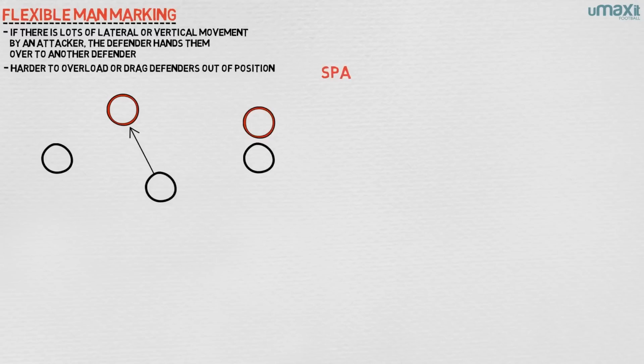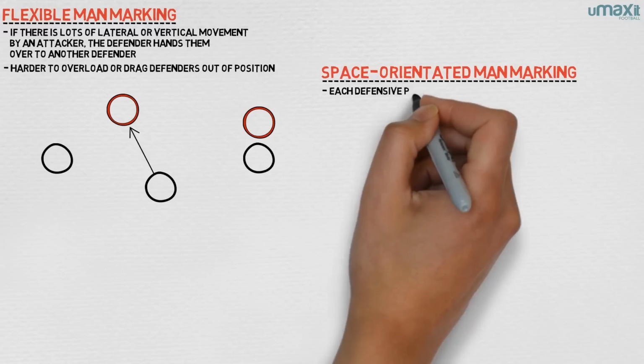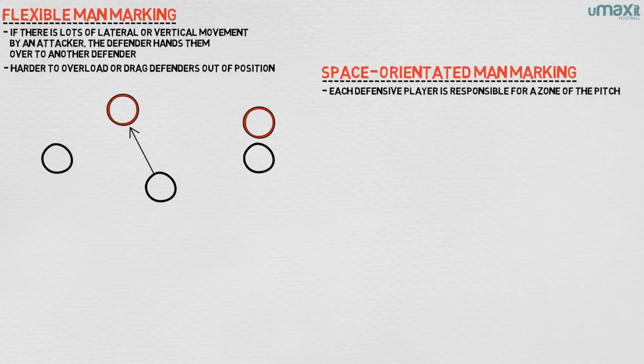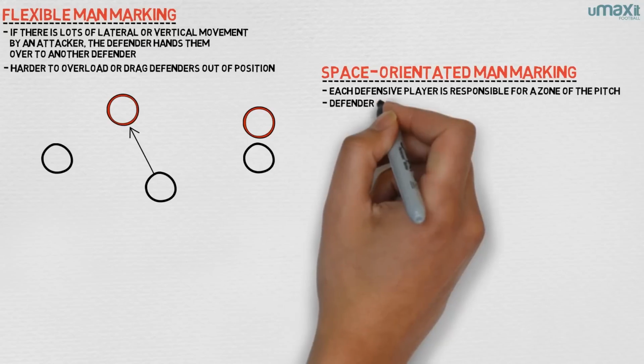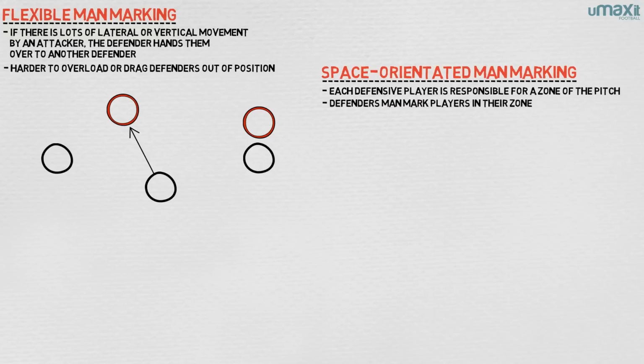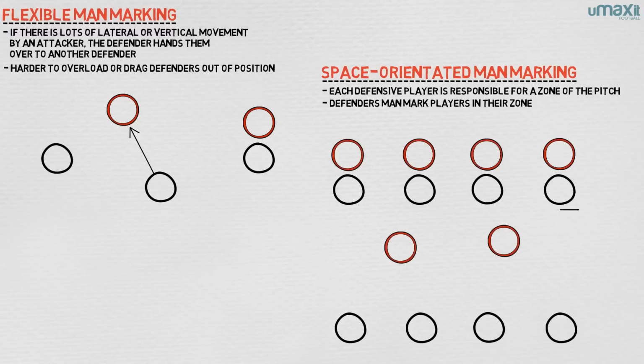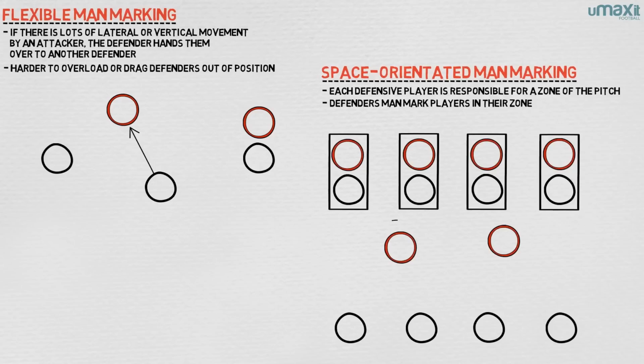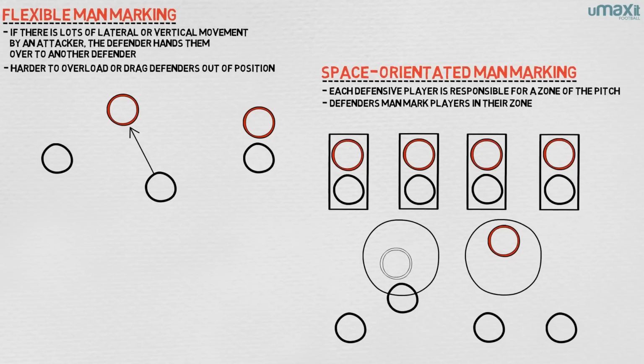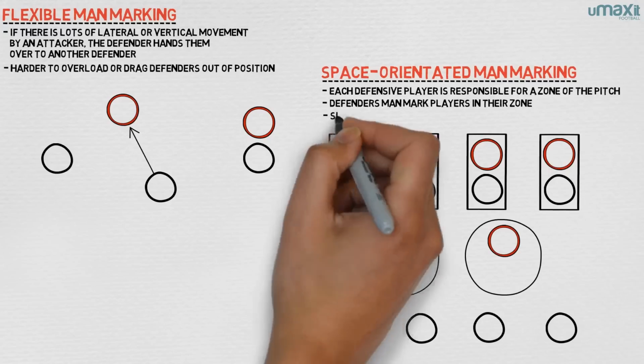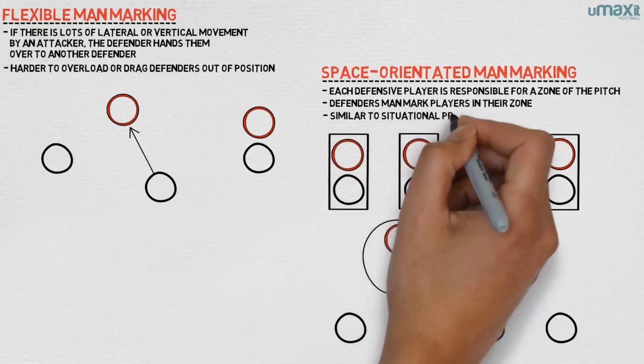The logical extension of this, especially now that pressing is fashionable among sides, is space-orientated man marking. Each defensive player is responsible for a zone of the pitch, and if an opponent enters that zone, they are man-marked. This is mostly decreed now by pitch area. While midfielders might mark each other, a team's strikers could employ space-orientated man-marking if the opposition centre-backs push up into the midfield. If they don't, the strikers sit off. In this form of man-marking, you can see the similarities to situational pressing.